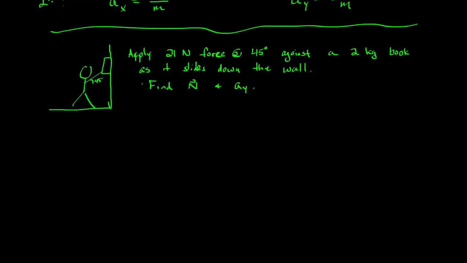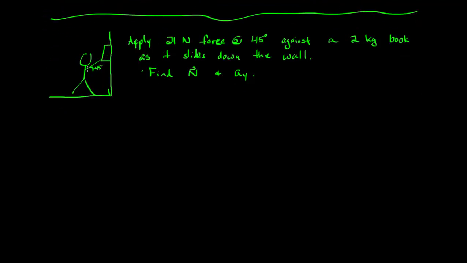And so basically you're pushing against a book, but the book is sliding. So we probably have some acceleration down. So the book is sliding. You're pushing against it with a 21 Newton force angled at 45 degrees against the horizontal. The mass of the book is 2 kilograms. Find the normal force and the acceleration in the y direction.